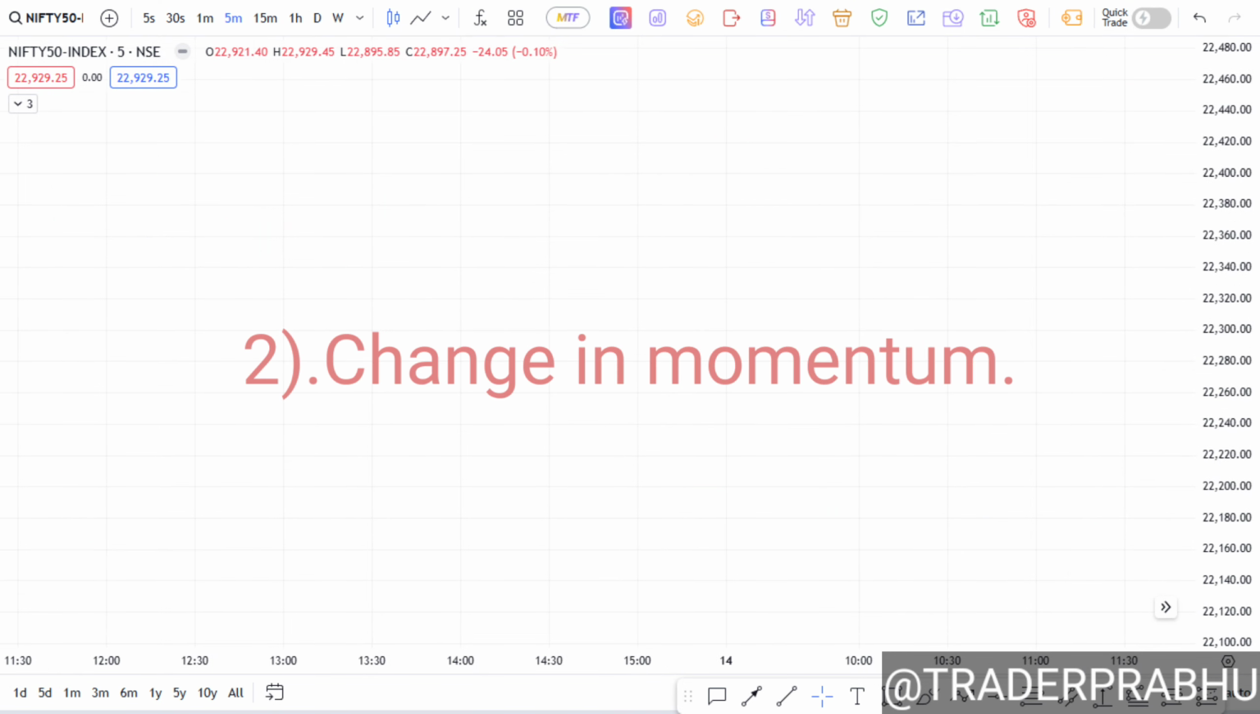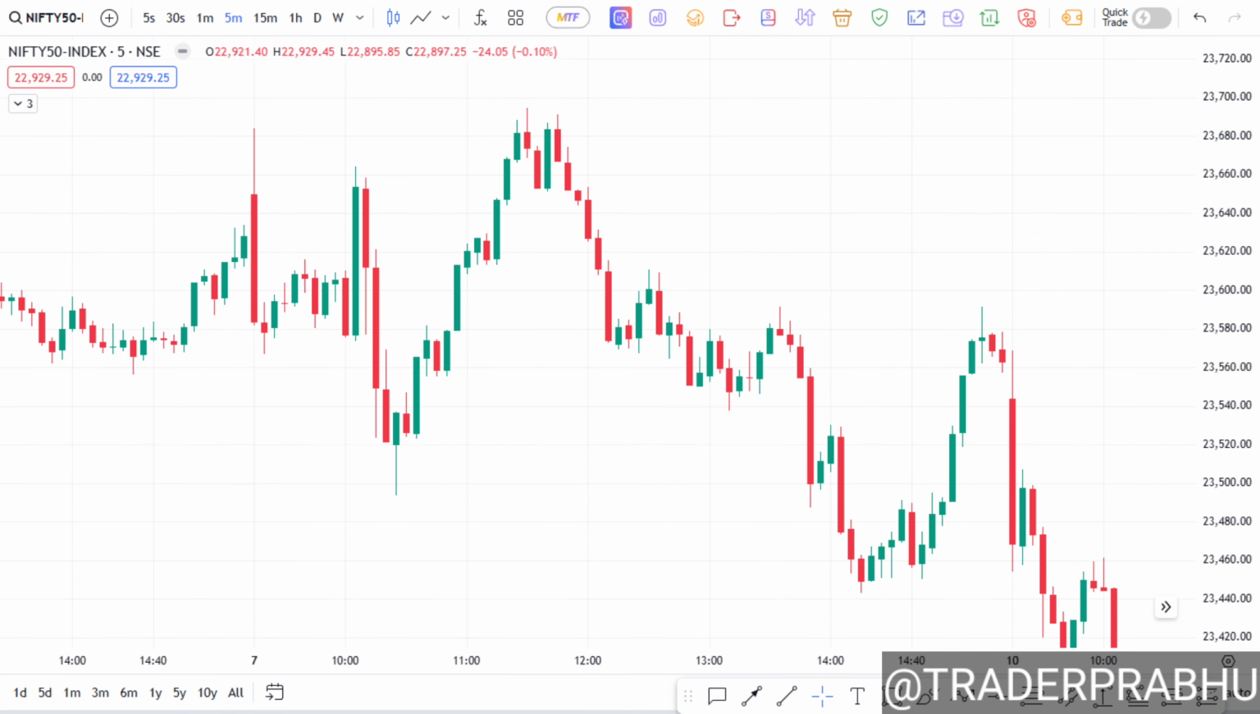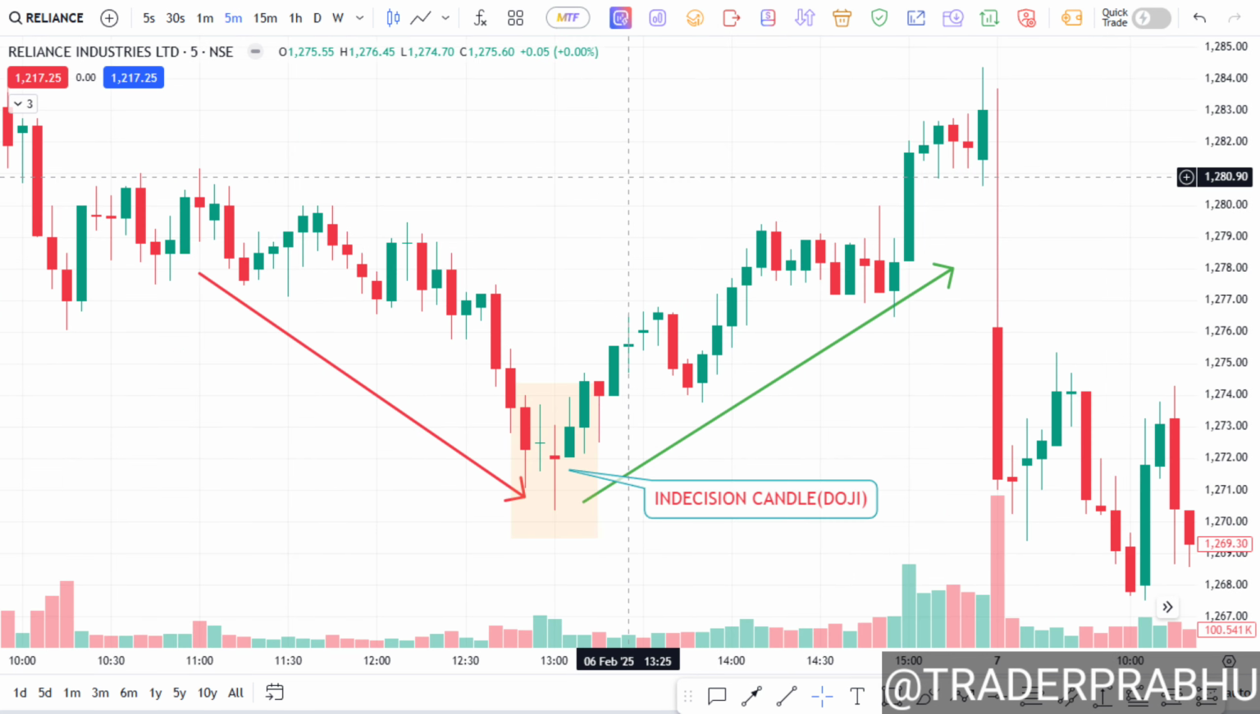And second one is change in momentum. A strong bullish trend suddenly slows down with smaller candles and long wicks, and in a bearish trend, it loses strength, showing indecision candles like doji or pin bars.